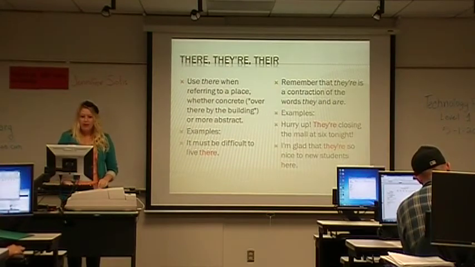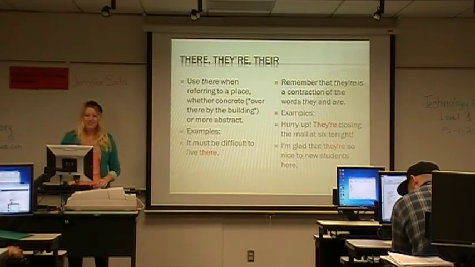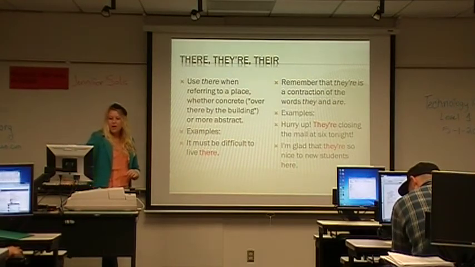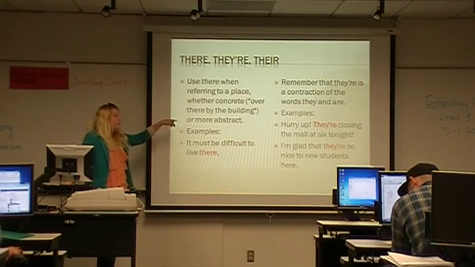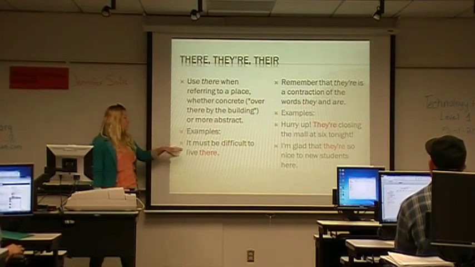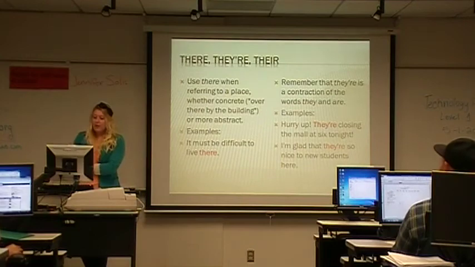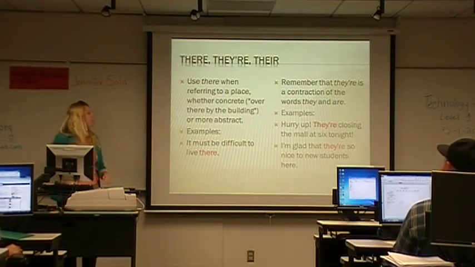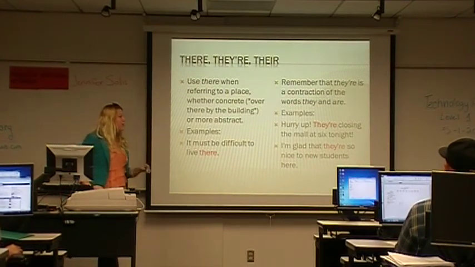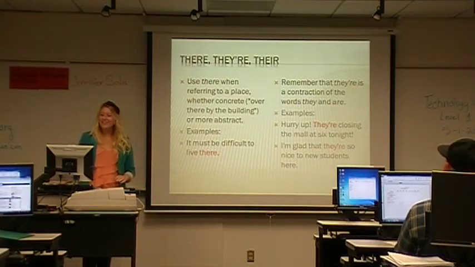And then, as Elisa pointed out, with there and they're: use there with the H when referring to a place, whether it's concrete, such as, oh, over there by the building, or more abstract, such as, it must be difficult to live there. And remember that they're is a contraction between the words they and are. Hurry up, they're closing the mall at 6 tonight. I'm glad that they are so nice to new students here.